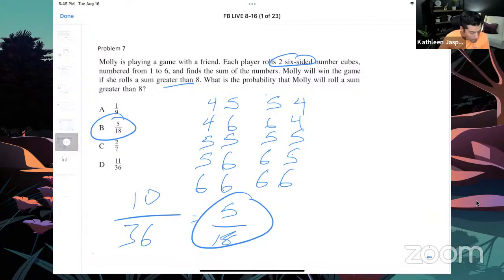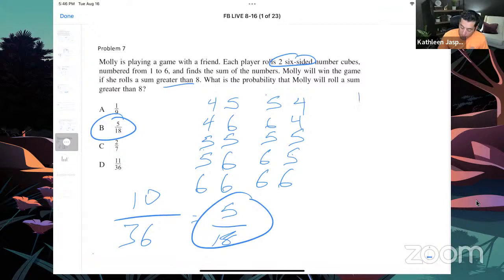Okay, why is it 4, 5? Yeah, because each one of these dice you've got to add. So the comment asks, why is it 4, 5 and 4, 6? Because you're finding all the different combinations. These are the combinations that are greater than 8. Remember, you have 2 dice.